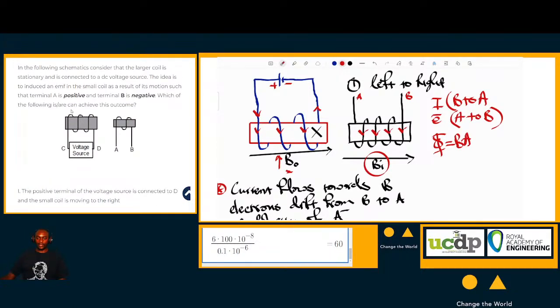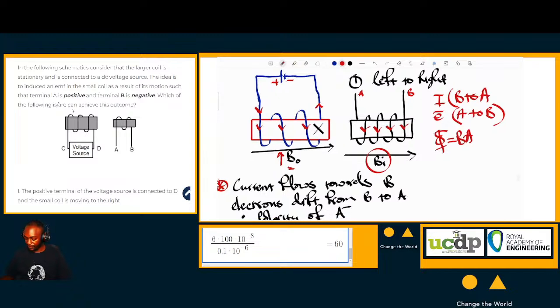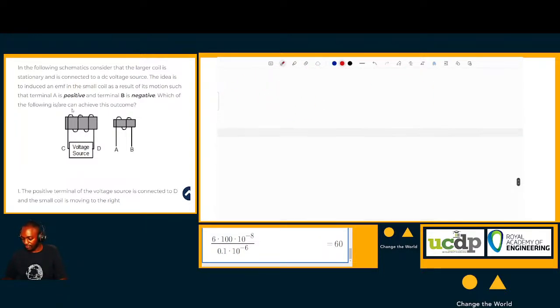Another interesting question here comes. Maybe you've done this question in class. Please read it through. That's question 12. Please read through. I'm just going to be sketching.